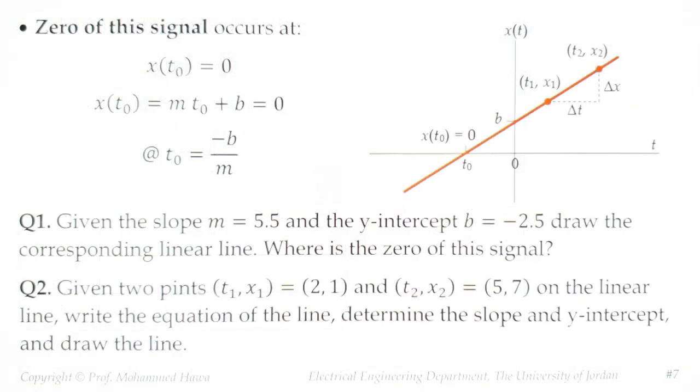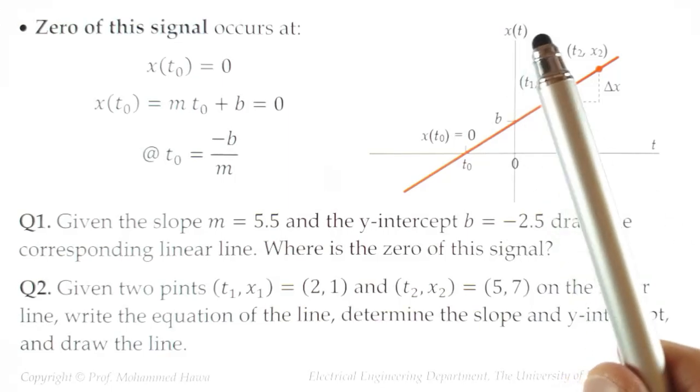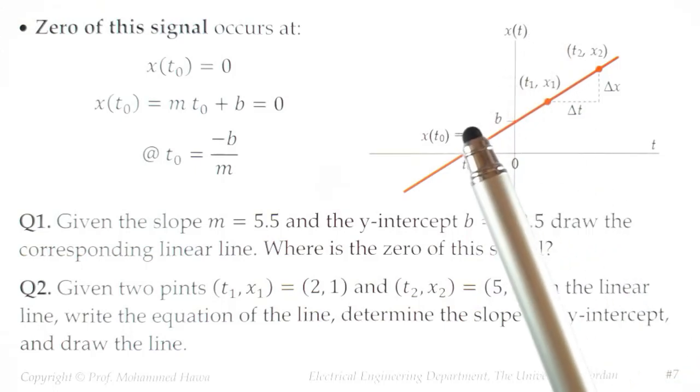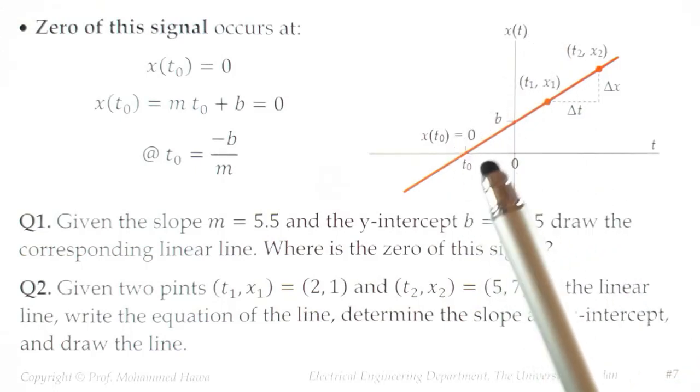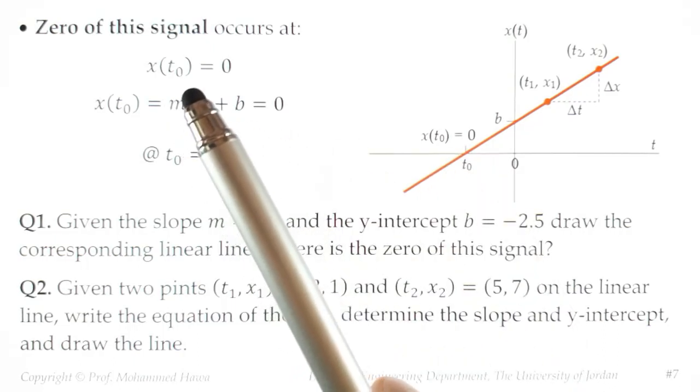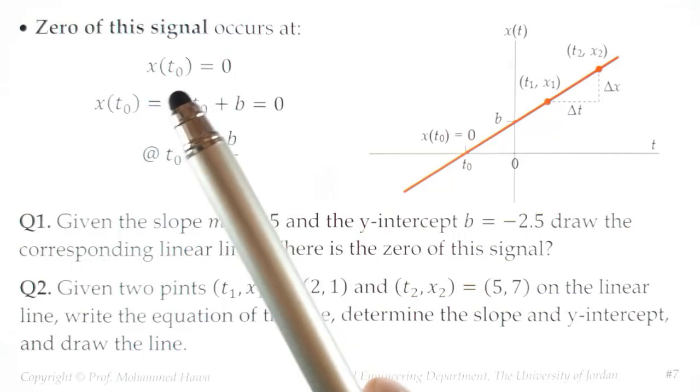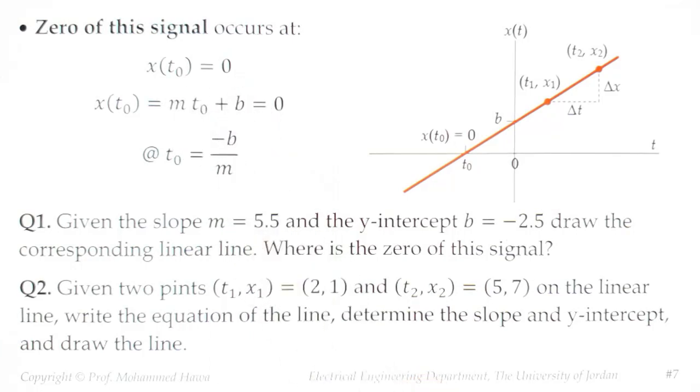If I ask you, when does this linear line cross the time axis? When does it become 0? When is x of t actually equal 0? What point of time t naught where x of t naught is equal 0? This is easy to find. All you have to say is, let me substitute in the equation t naught where I want the result of the equation to be 0. This is called the 0 of the function or the 0 of the signal.